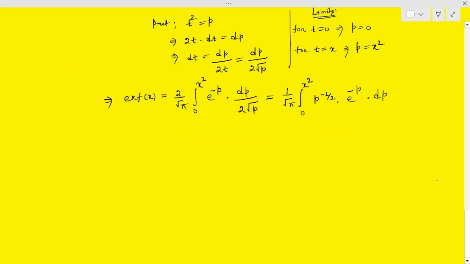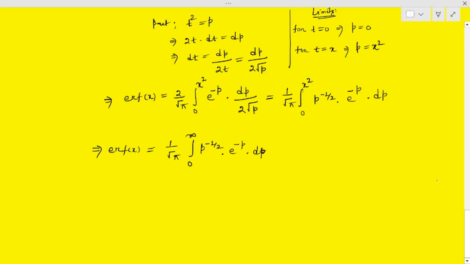That implies here the most important step: error function of x equal to 1 by root pi. Here this limit I am going to write with the superposition, with the addition format. How am I going to write the addition or subtraction format? Carefully just watch. 0 to infinite p to the power minus 1 by 2 into e to the power minus p dp.